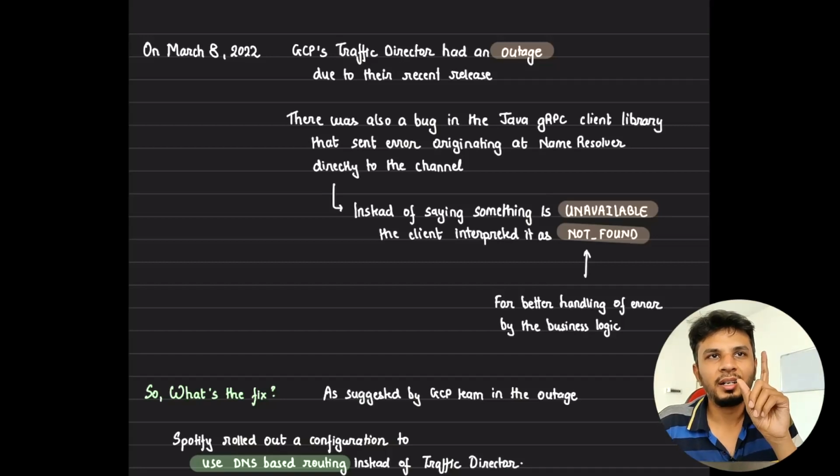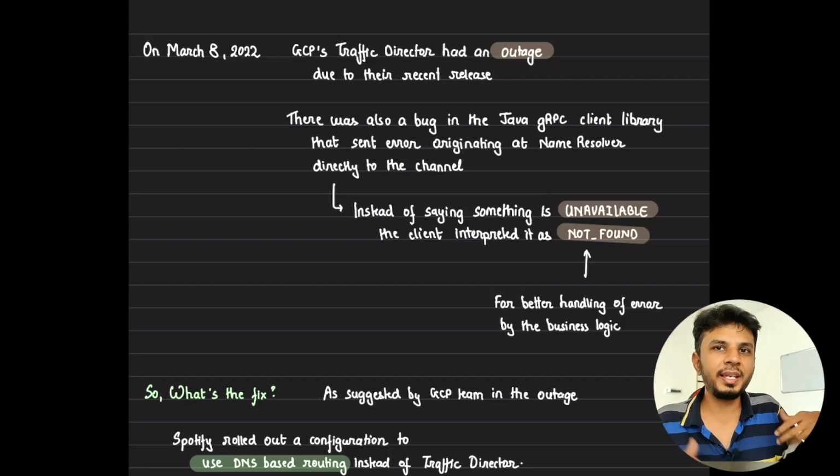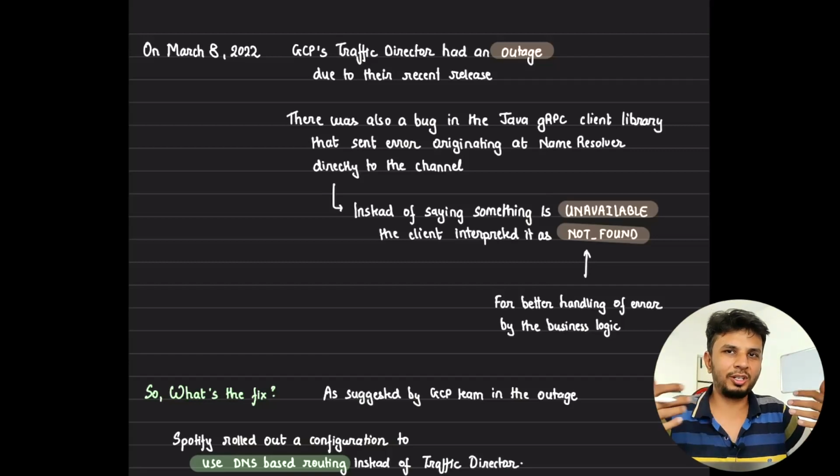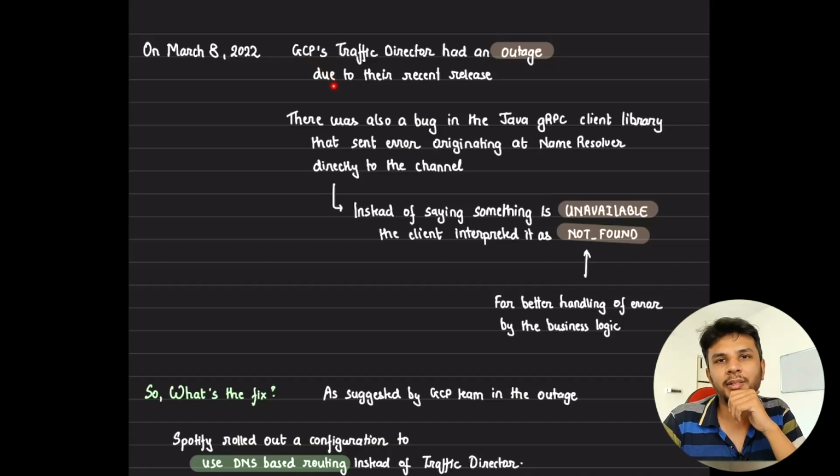On March 8, 2022, GCP's Traffic Director had an outage. The outage was not directly on the Spotify side. We as end users saw the outage on the Spotify side, but actually the outage happened on GCP's Traffic Director. So what happened then?